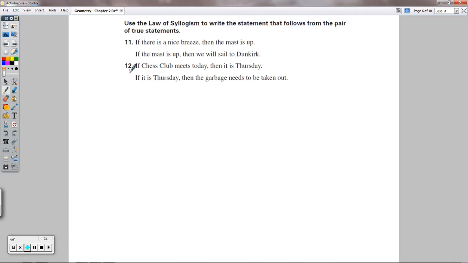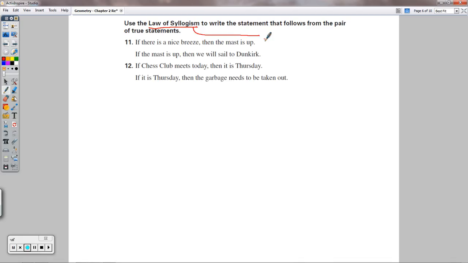And now number 11 and 12, we're going to use the law of syllogism to write the statement that follows from the pair of true statements. So they are saying that these are true statements here. This statement, both true statements. They're just saying we're assuming that's true. This statement, assuming those are true as well.